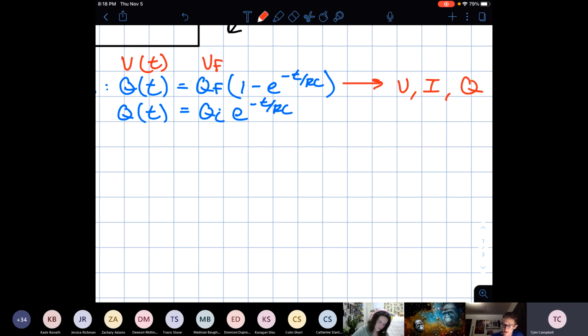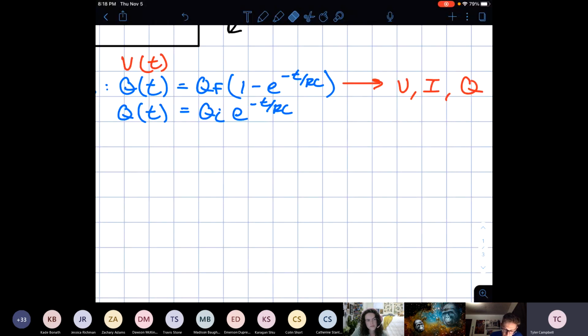Don't think just because we're dealing with capacitors and batteries that I'm only relegated to using this equation. I can use any time varying element of circuit analysis, so V, I, or Q. I can't use R because, for our intents and purposes, R doesn't change with time. That's the first thing I want you to know: I can use voltage, current, or charge there, any one of the three.